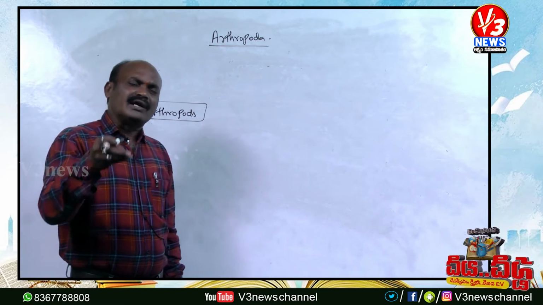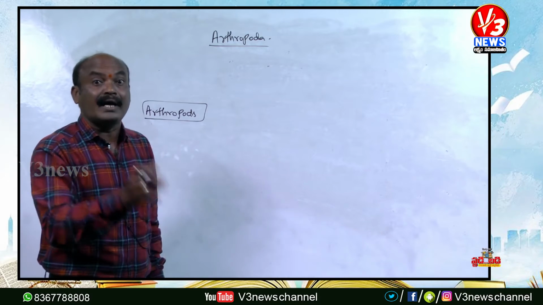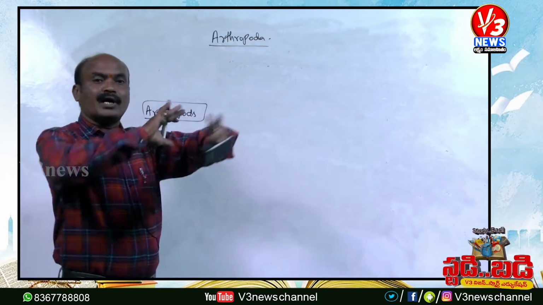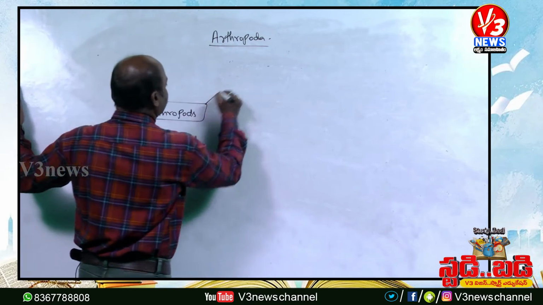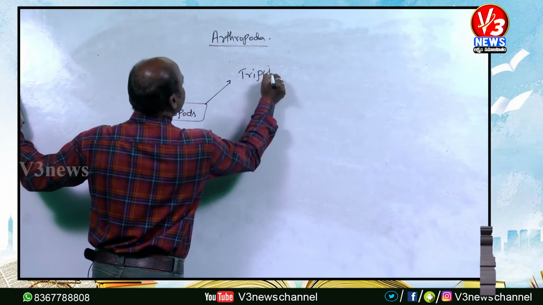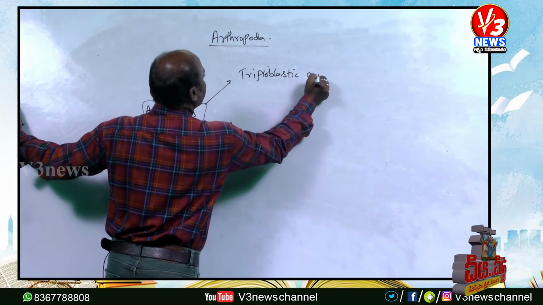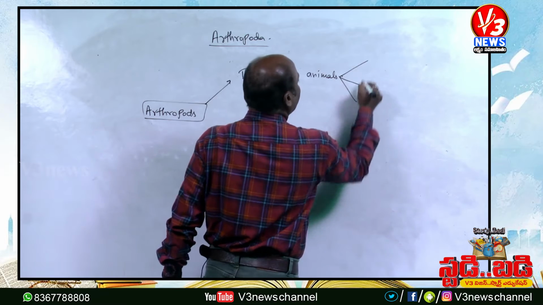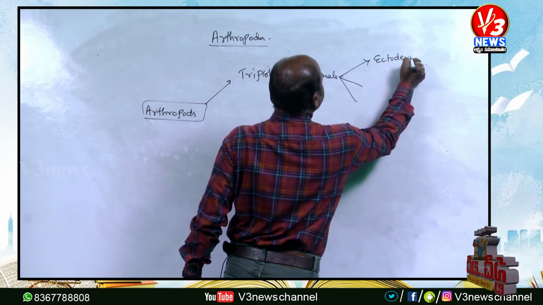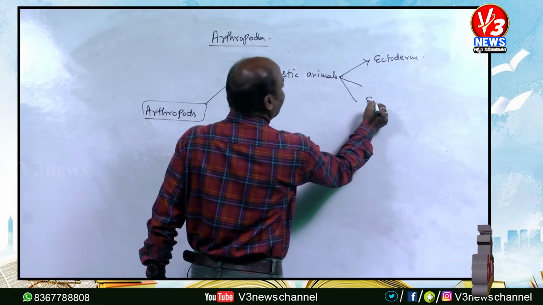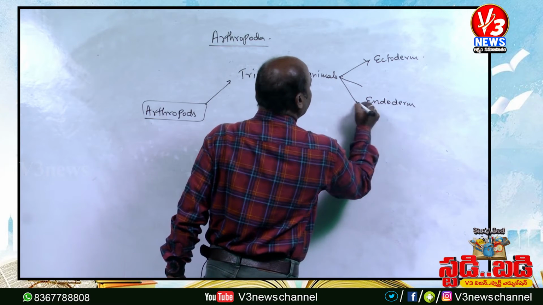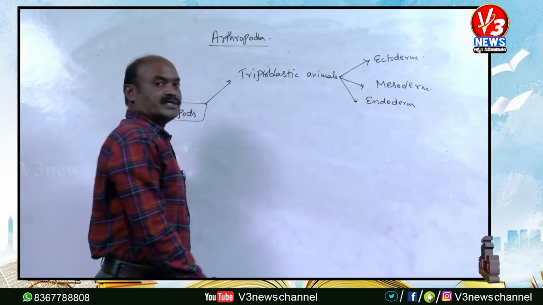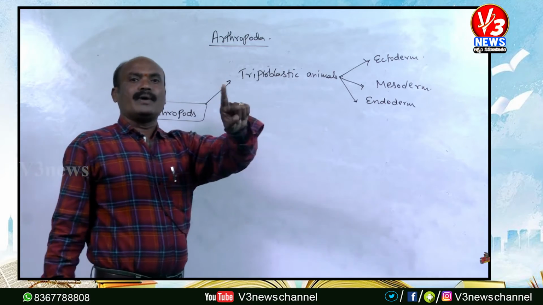So we are repeating from phylum Platyhelminthes to yesterday's class Annelida. Here the arthropods are also triploblastic animals. Triploblastic animals means their body wall possesses 3 layers: outer ectoderm, inner endoderm, and middle mesoderm. The body wall with 3 layers, hence these are called triploblastic animals.